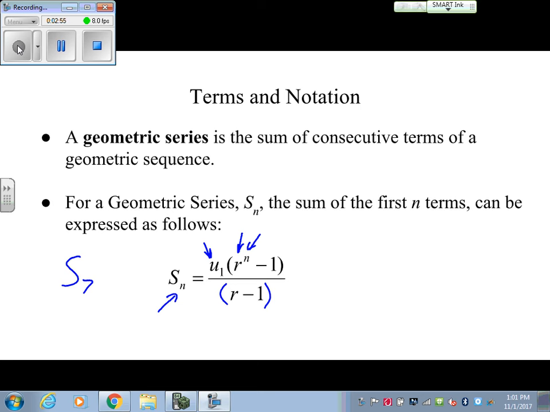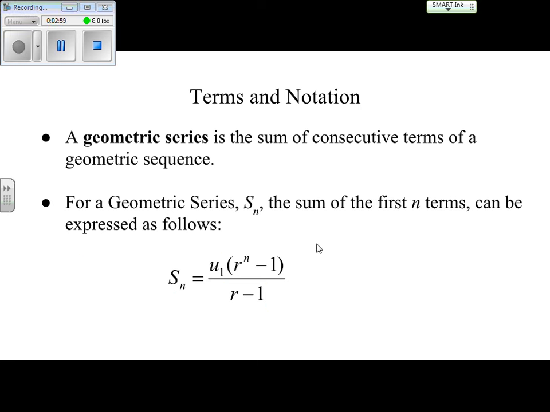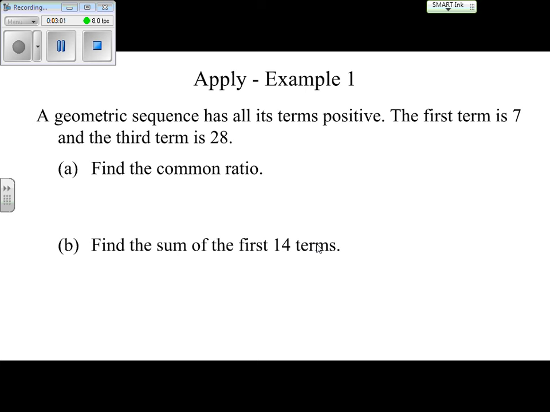All right, so let's try out this formula here on an example. So we have a geometric sequence that has all positive terms. It's important for us to know that so that we know that it's not going to be negative at any point or anything along those lines. The first term is 7 and the third term is 28. The first question is to find the common ratio.